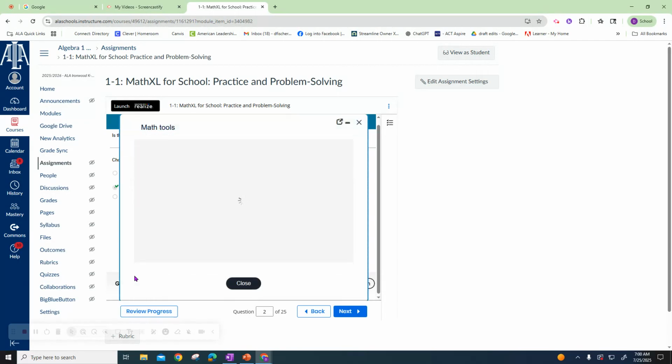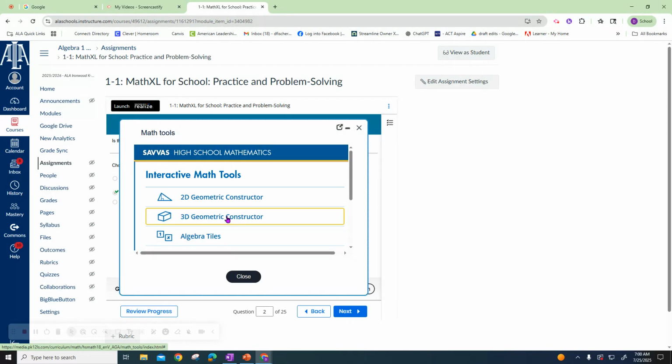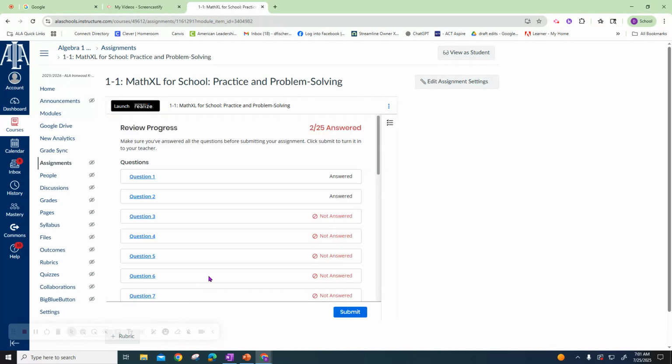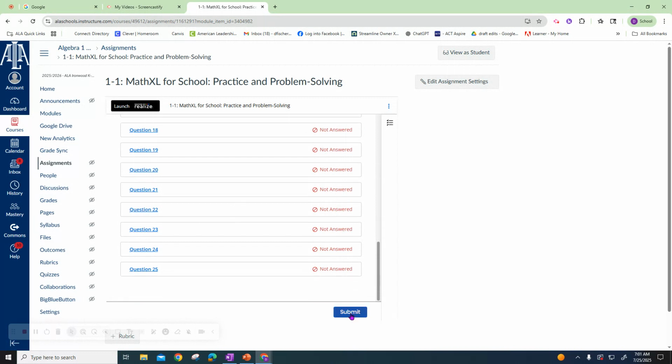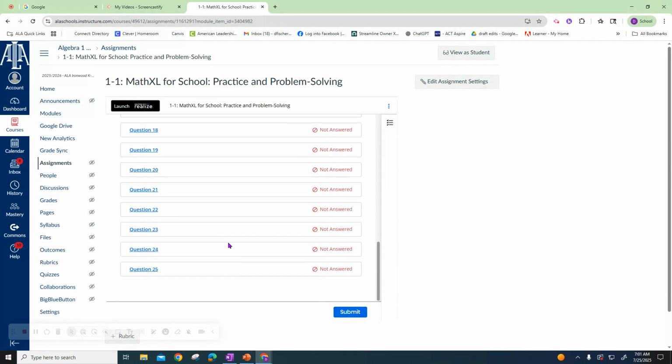Math tools, I think that's just when we have like algebra tiles, or we have to graph something on a number line, so that's not going to help us. But what you're going to see is some other options down here. Okay, now let's go explore the review progress. When I do this, it tells me which ones I answered. So before I submit, I want to make sure that all the questions are answered. Okay, now let's just do one more thing. So I don't want to submit yet.